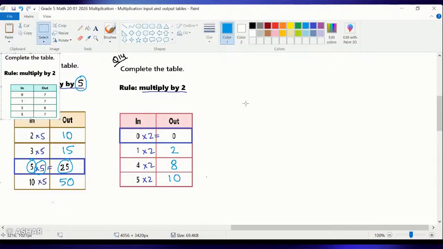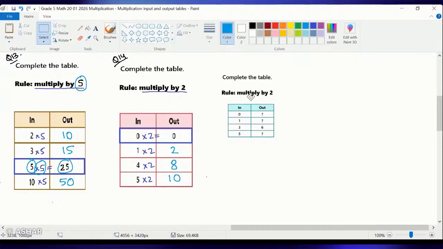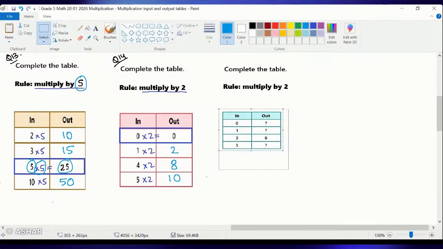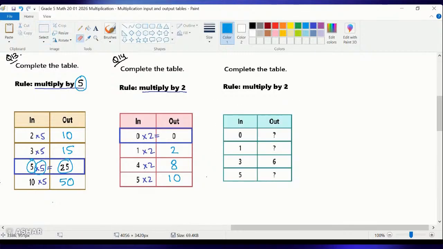Okay. For the next question we have is this input output. Let's see what we can do. I will change this number and I will change this number. I would say multiply by 7, and I would say this is 21. This is question number 15.